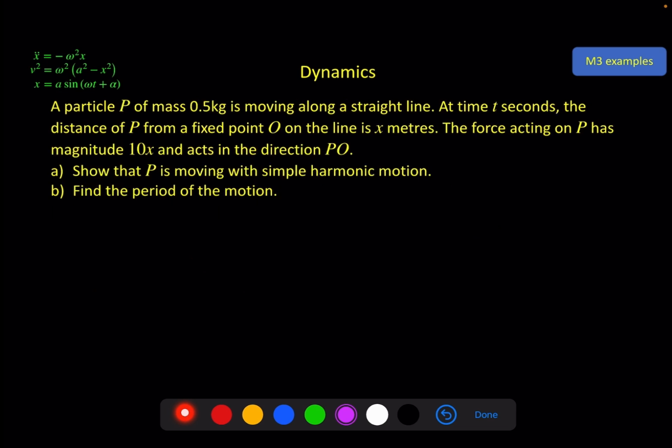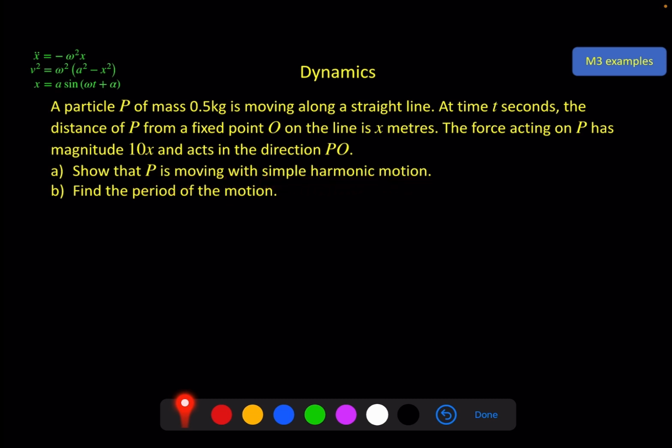Example number 2. A particle P of mass 0.5 kilograms is moving along a straight line. At time t seconds, the distance of P from a fixed point O on the line is x meters. The force acting on P has magnitude 10x and acts in the direction PO. Show that P is moving with simple harmonic motion.